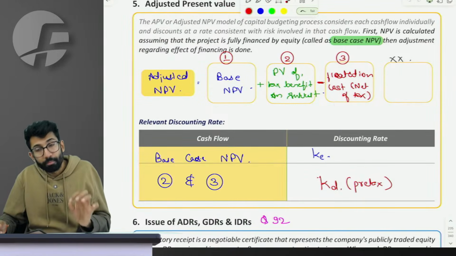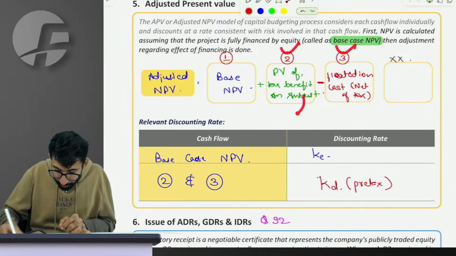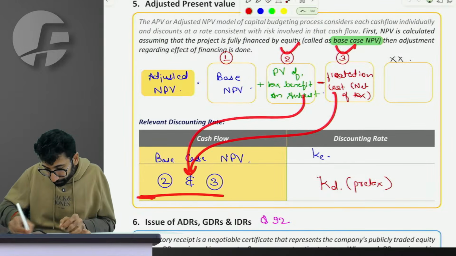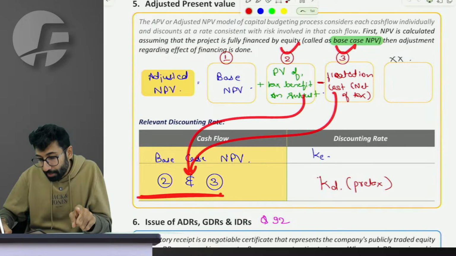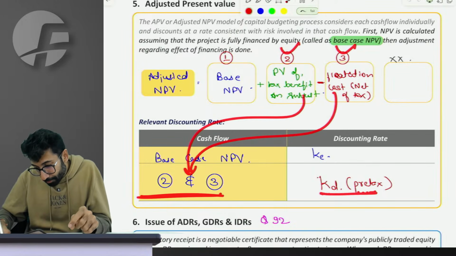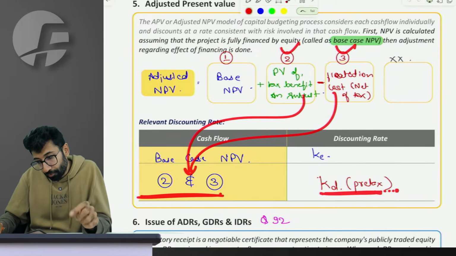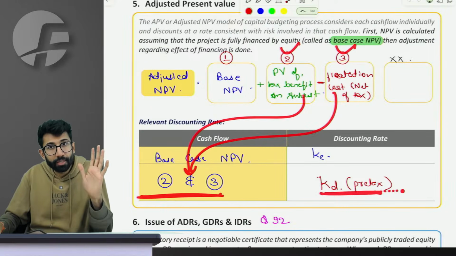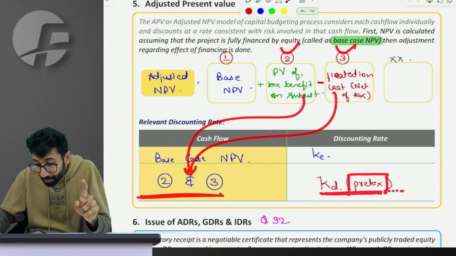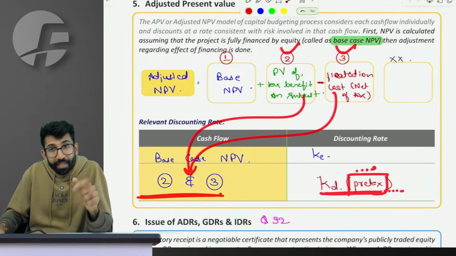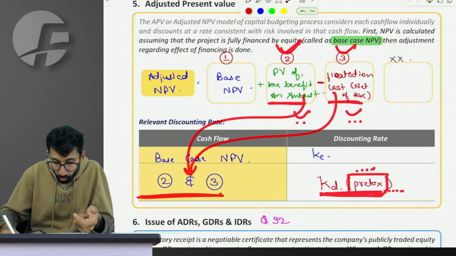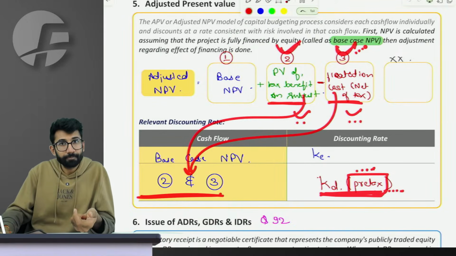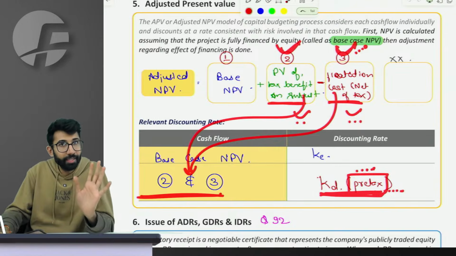So remember, if you need to do any discounting for the second and third items, since it relates entirely to the debt, the discounting rate is the pre-tax cost of debt. Pre-tax cost of debt. Are you understanding? Pre-tax, specifically remember, not only KD, it is pre-tax, because the benefit of tax has already been taken in 2 and 3 both.